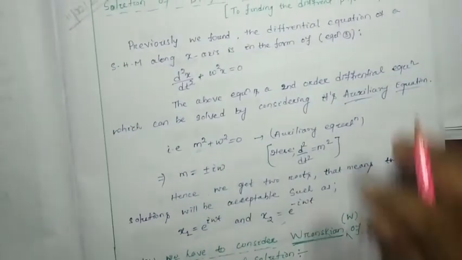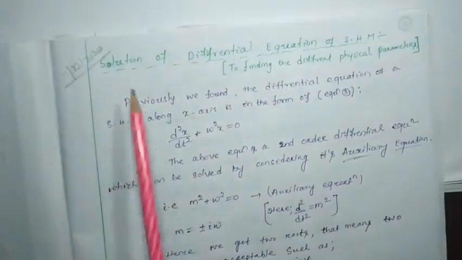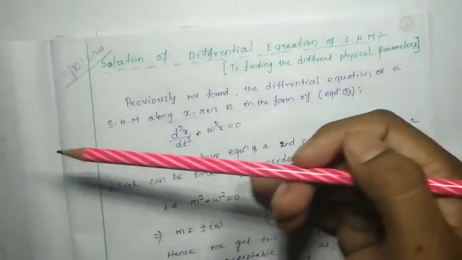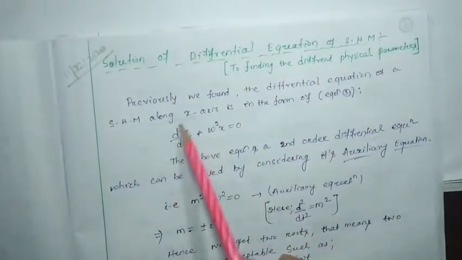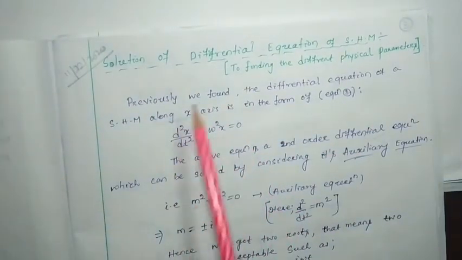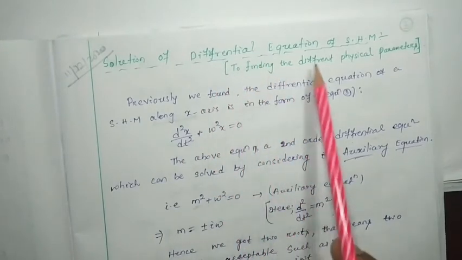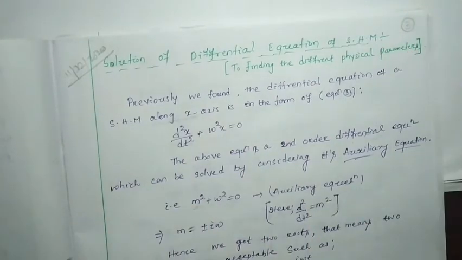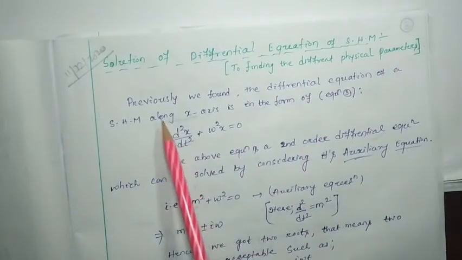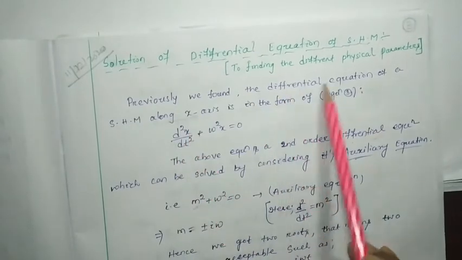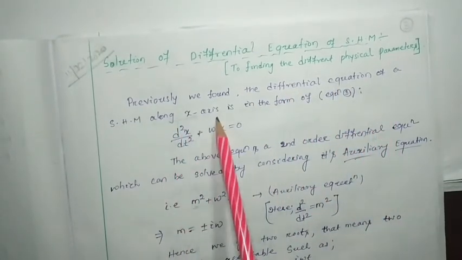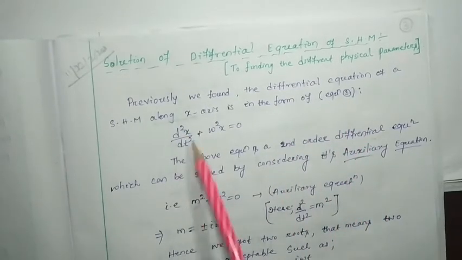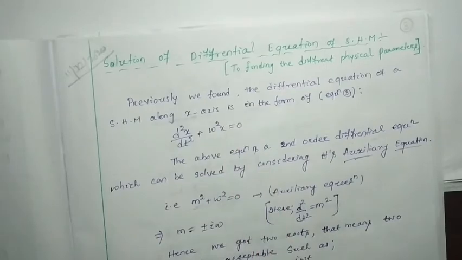Here it is written in the heading itself: solution of the differential equation of simple harmonic motion. That is what we found in our last page, in equation number 3. If we can get the solution, then we can find the physical parameters, that is kinetic energy, velocity, acceleration, etc. Previously we found the differential equation of a simple harmonic motion along the x-axis in the form of equation number 3: d square x by dt square plus omega square x equal to 0.